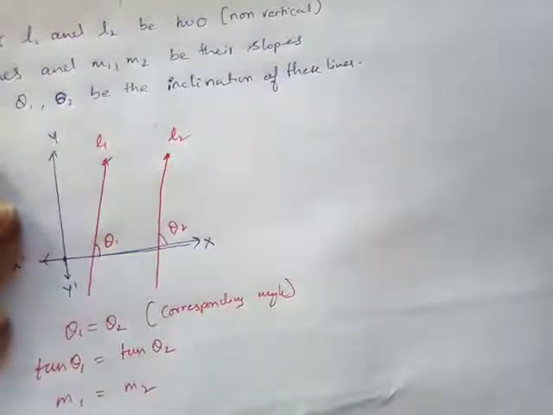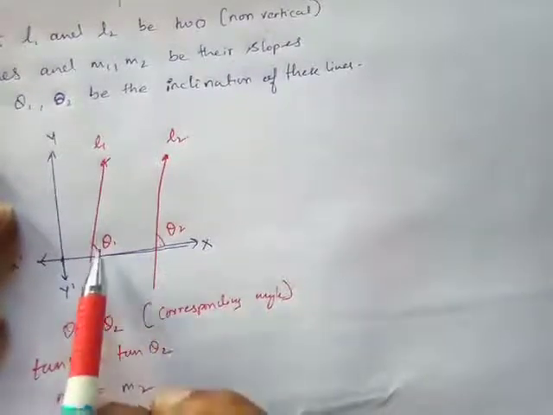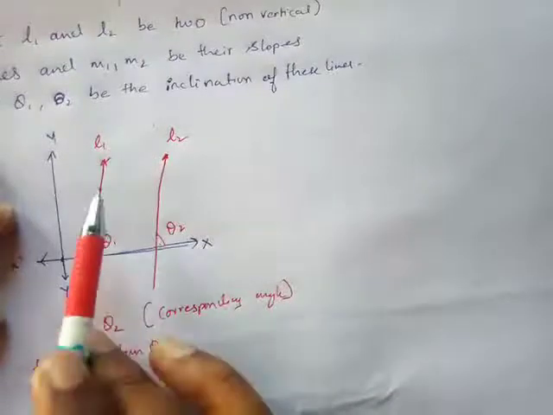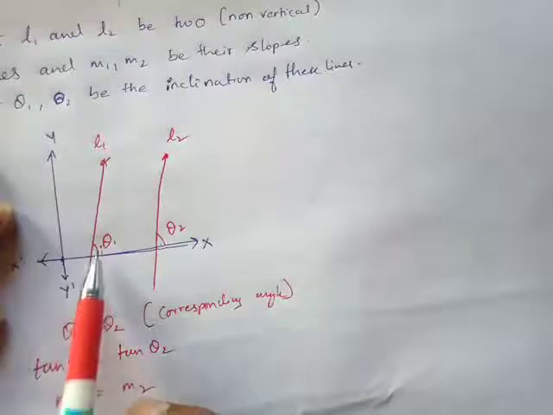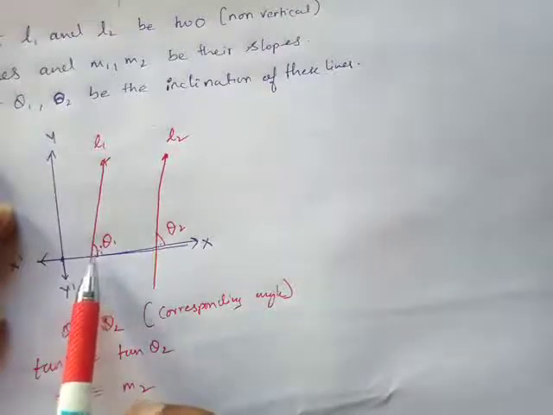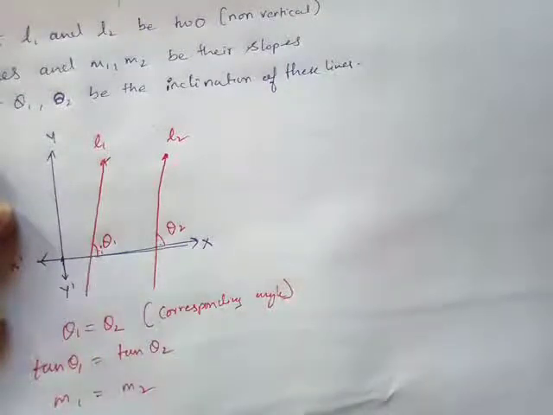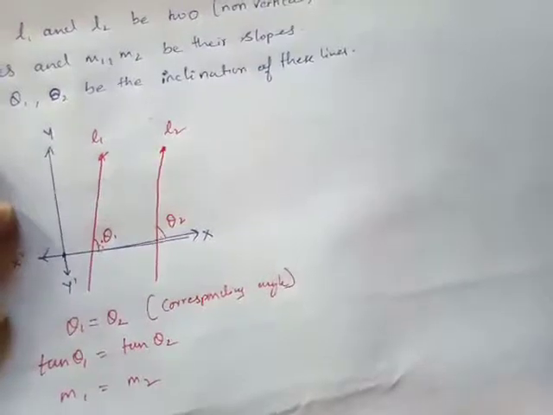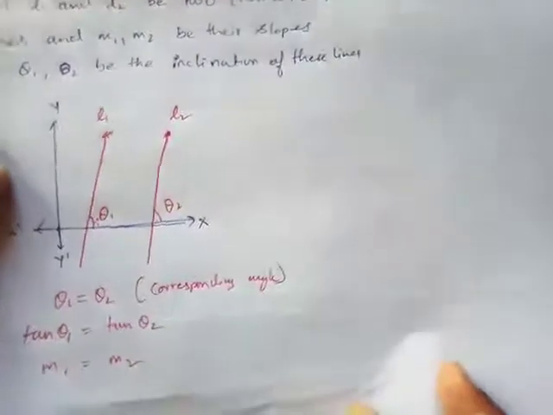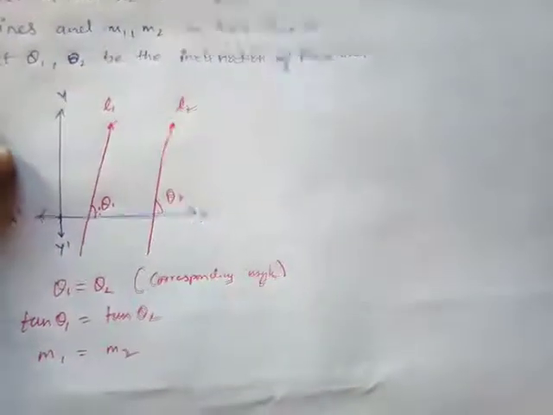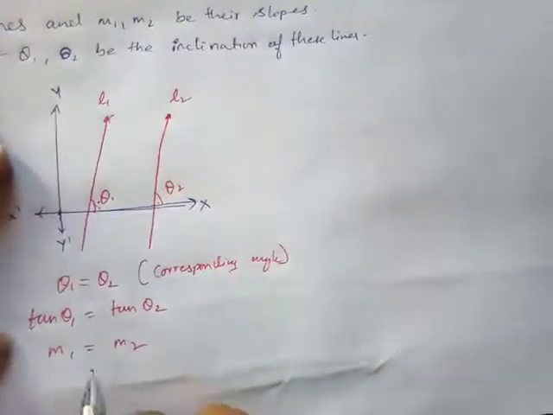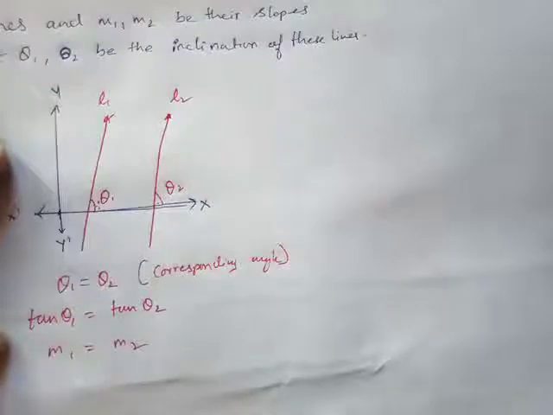So what I'm trying to tell you is that if two lines are parallel, the angles they make with the x-axis are going to be equal. The second thing I want to explain is that m1 is equal to m2.